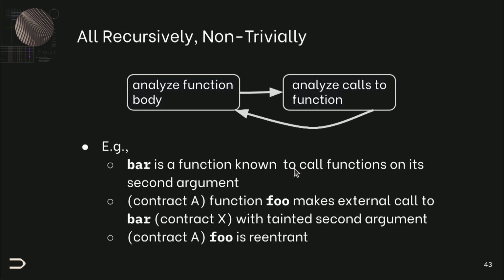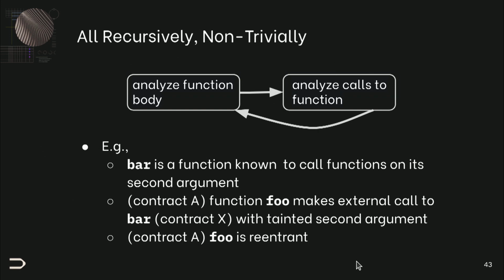And to come up with good examples here, first of all, we have to realize that all of this is done recursively. So we analyze function bodies, we analyze calls to functions, but where are those calls to functions? Inside the function bodies. So this feeds back. And we can have lots of examples, such as how do we detect reentrant operations? Well, bar may be a function that's known to call functions on its second argument. By itself, it's not reentrant, but it can be reentrant when I call bar with a tainted second argument, and now foo, the caller of bar, is reentrant.